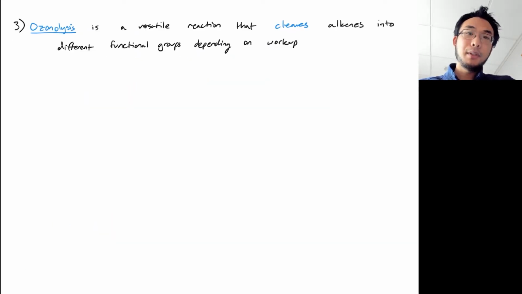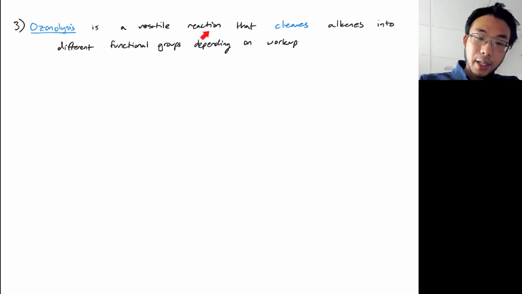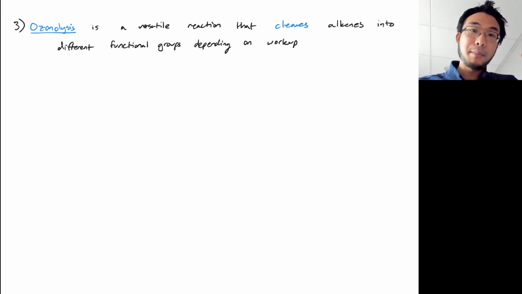A third type of oxidation of alkene reaction is ozonolysis. This one is very interesting because it's going on in the atmosphere all the time in the ozone layer. It's a very versatile reaction on Earth as well, and it actually takes alkenes and cuts them in half. So we cleave them into all sorts of different functional groups, and the identity of what you get depends on how you do the workup of the reaction.